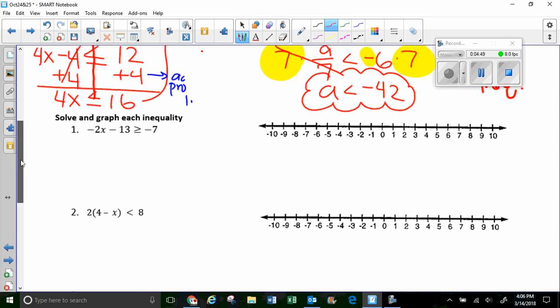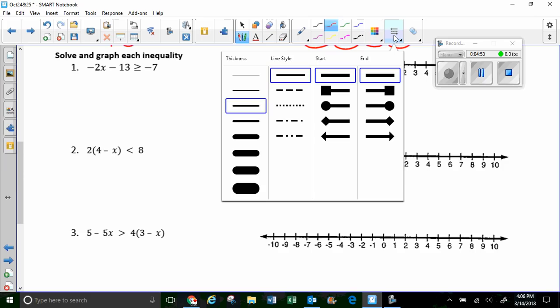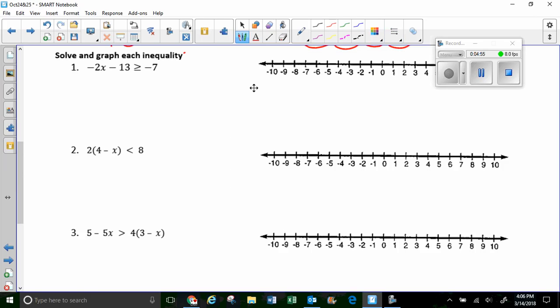Just trying a couple more examples. This time I'm not going to write the property, rather I am going to graph once we've solved. So for number 1, I noticed there are no like terms on the same side, and my variables are already on the left. So I'm just going to go ahead and move my constants to the right by adding 13 on both sides.